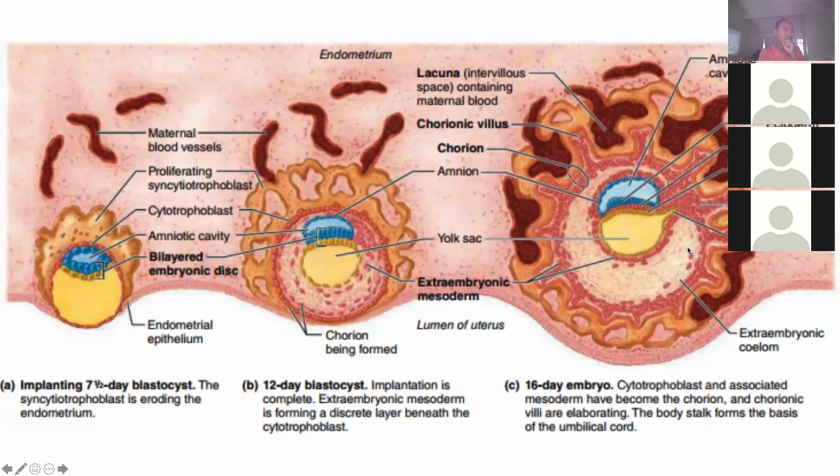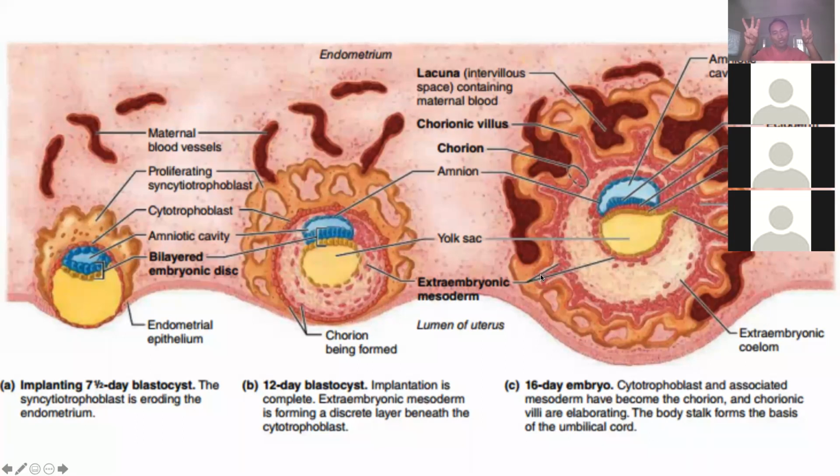Now, even at day 16, it is starting to show us 3 layers already. So from 2 weeks to 3 weeks, the 2 layer germ disc, the embryonic disc, is going to change into a 3 layer germ disc. So when it gets to 3 weeks, we are going to get 3 layers. So this is the developing stage. It is day 16. It is not fully formed yet. By the end of 3 weeks, we will get the 3 layer germ disc, which is what we call ectoderm, mesoderm, endoderm. But at the moment, at 2 weeks, we have the bilayered embryonic disc, only 2 layers.